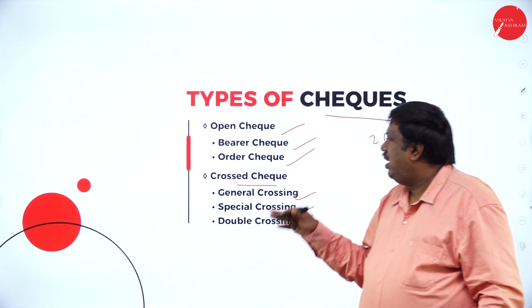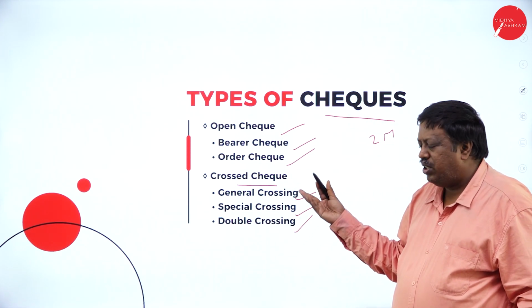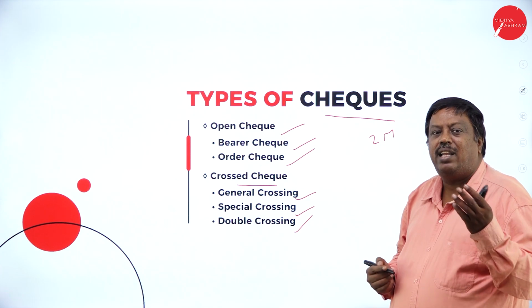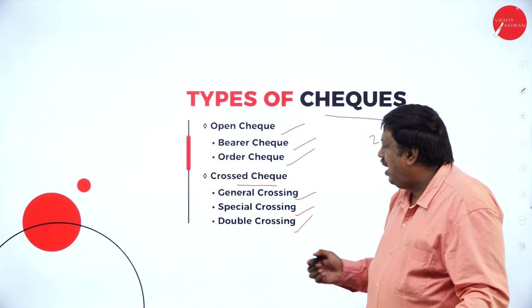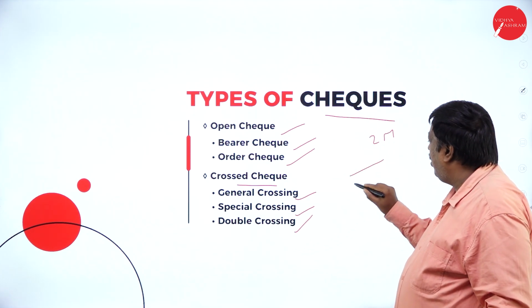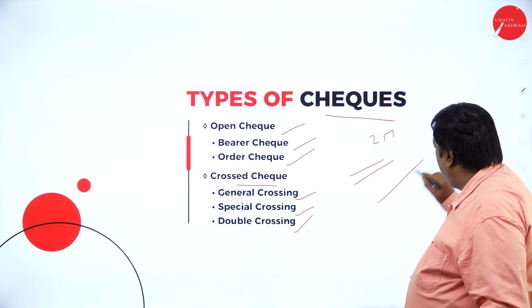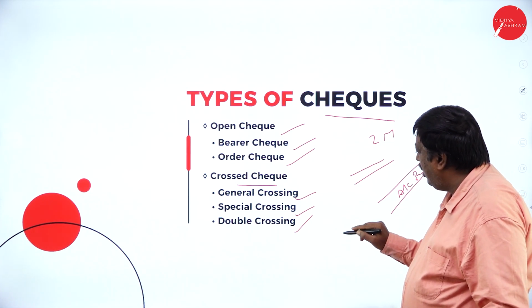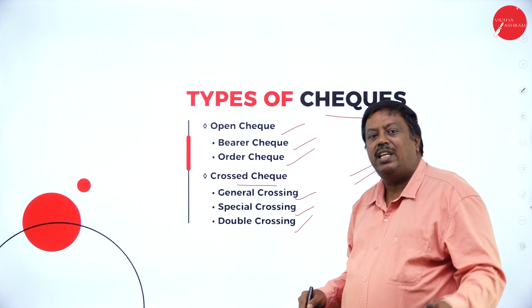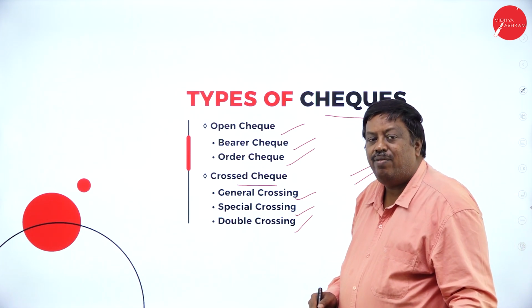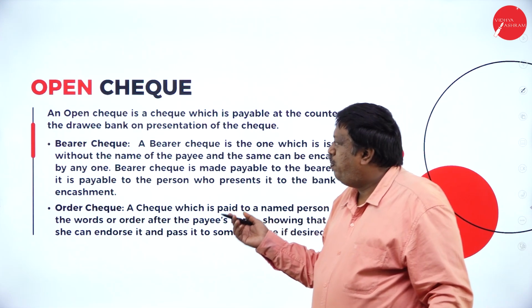Open check, it is a bearer check. Order check. Order is nothing but I'm writing the name of the party. Bearer is a self check, and general crossing will be crossing like this, and special crossing, account payee only. Double crossing, where we're going to mention the name of the bank clearly where it has to be paid here.